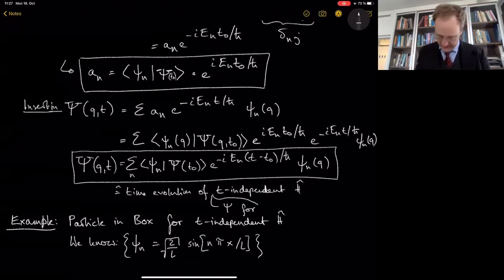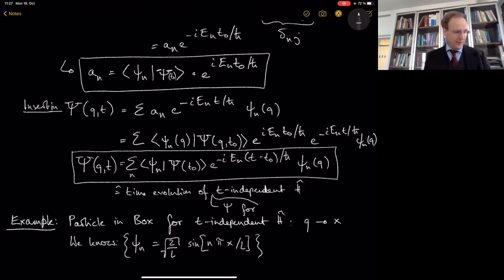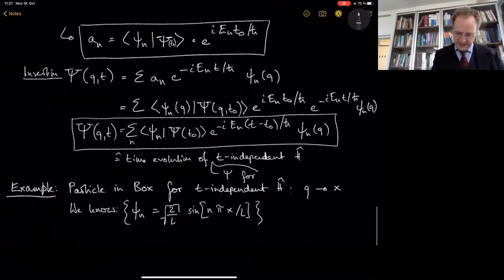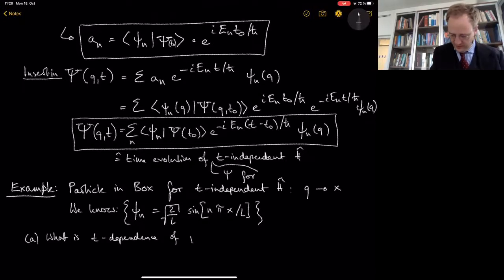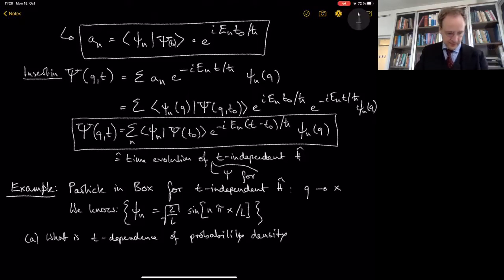Now, particle in the box means our Q, which has many dimensions, just becomes one dimension X. That's maybe the main difference. And other than that, given the formulas from above, we can now quite easily discuss some relevant questions. In particular, let's first try to answer the following question. What is the T dependence of the probability density, psi of T squared? Okay.